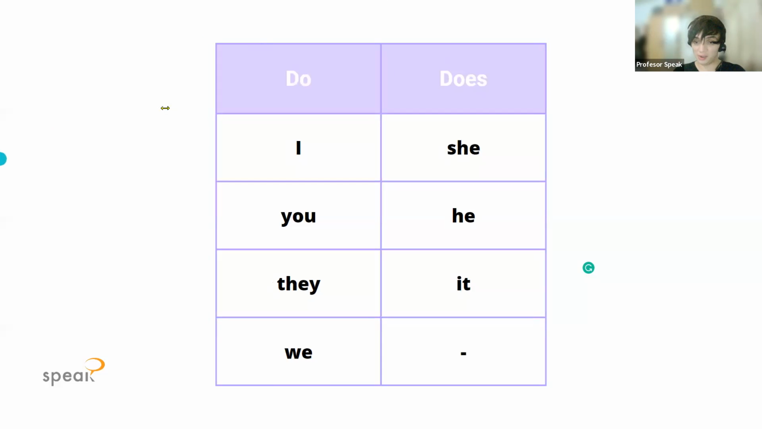We also have this, when to use auxiliaries. When do we use auxiliaries, guys? Do you remember that I told you this? When do we use auxiliaries in English? Cuando se hace una pregunta. What else?